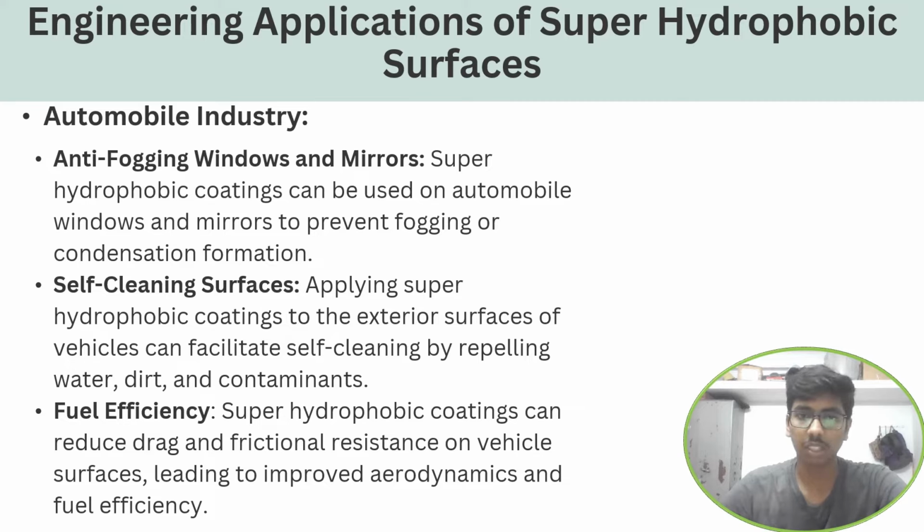Anti-fogging windows and mirrors. Superhydrophobic coatings can be used on automobile windows and mirrors to prevent fogging and condensation formation. Self-cleaning surfaces. Applying superhydrophobic coatings to the exterior surfaces of the vehicle can facilitate self-cleaning by repelling water, dirt, and contaminants. Fuel efficiency. Superhydrophobic coatings can reduce drag or frictional resistance on the vehicle surface, leading to improved aerodynamics and fuel efficiency.